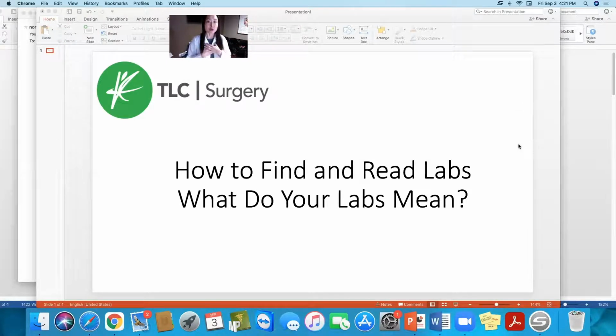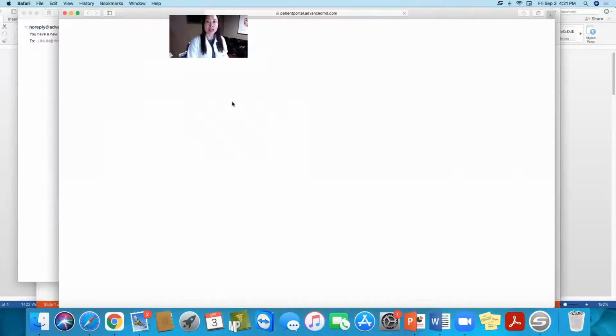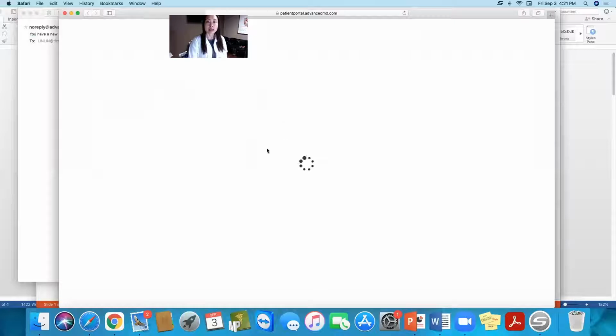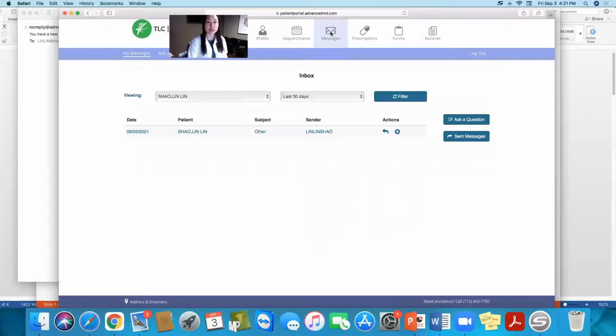After I review your lab results, we will put them in your online patient portal, and then you'll get a notification. You'll get an email from No Reply at AdvanceMD to notify you that there's a message waiting for you in your patient portal. So let's click on this View Message button, and it's going to take us to your patient portal. We'll sign in, and at the top where you'll see messages, we'll click on that. There will be a notification, and let's see what our message says.